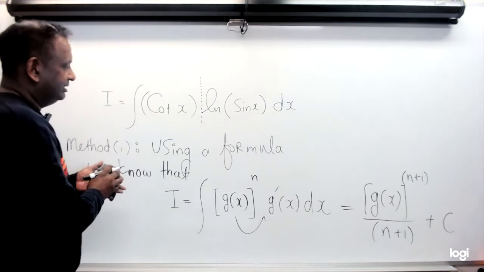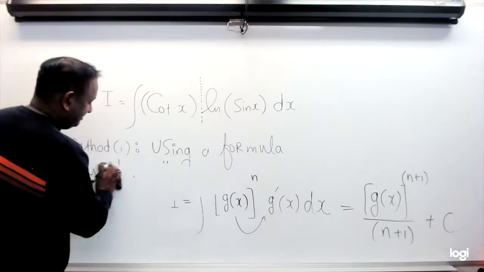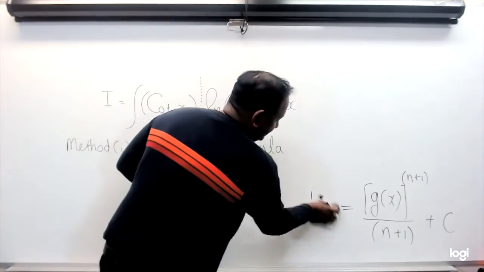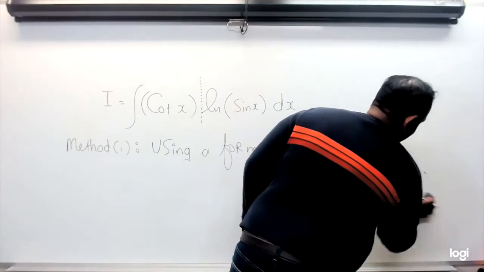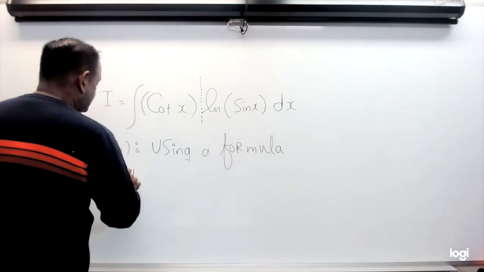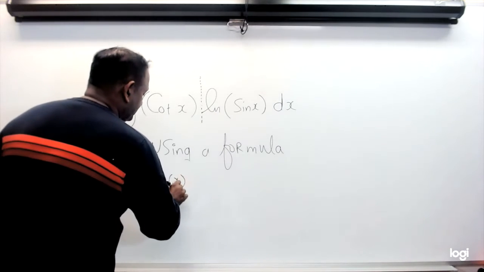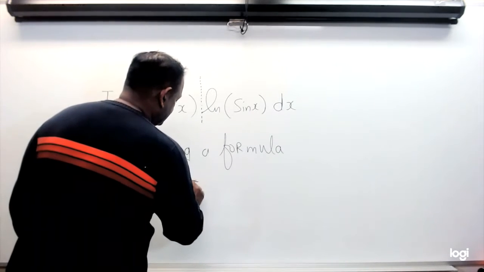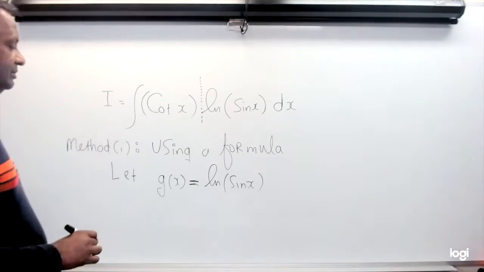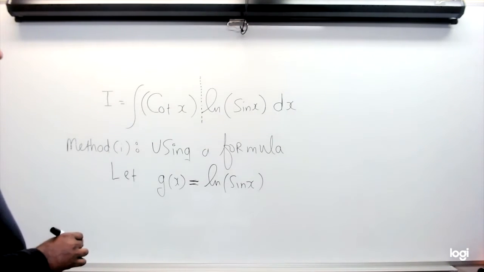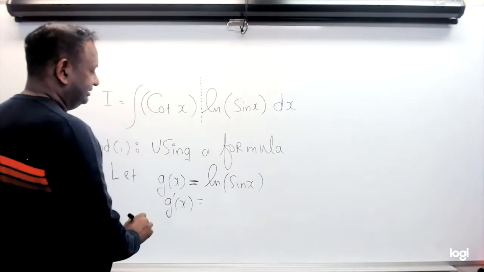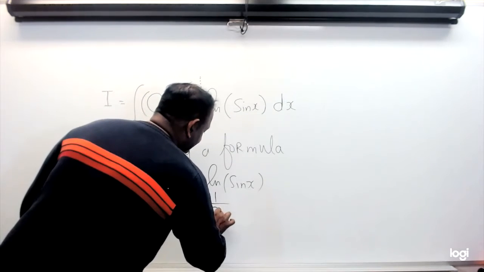So I'm planning to use this formula in this format. So I'm going to say let my g of x be nothing but ln sine x. And take the derivative of this one and see. It should be 1 over sine x.